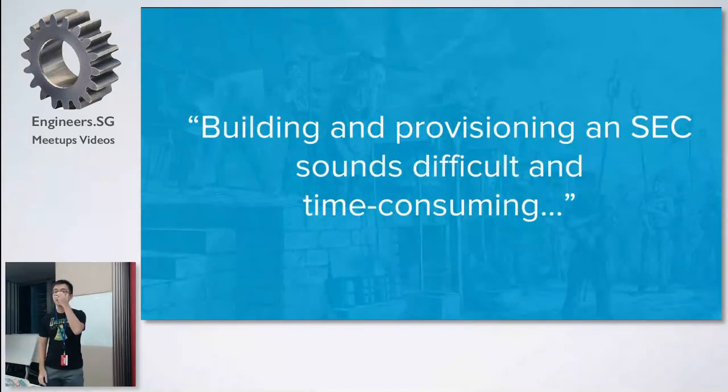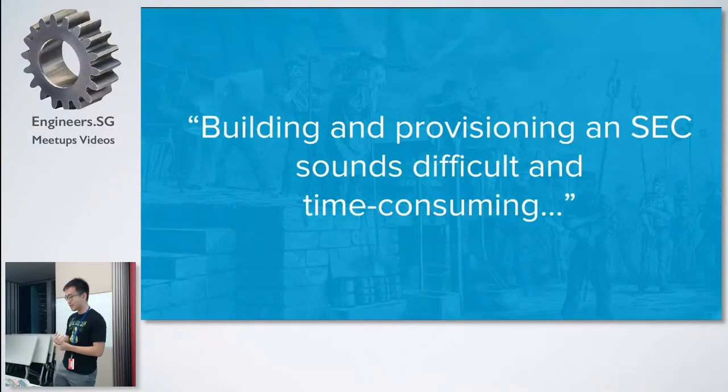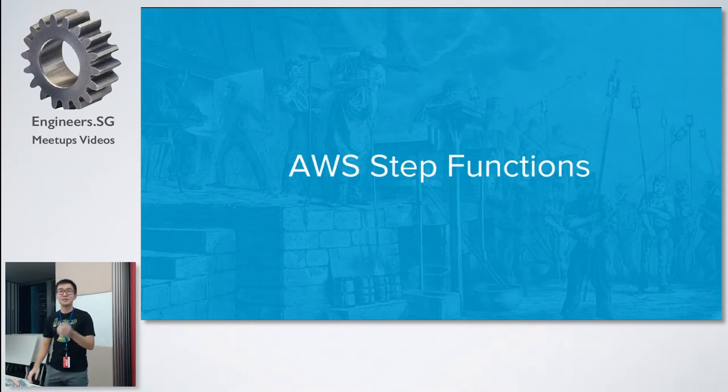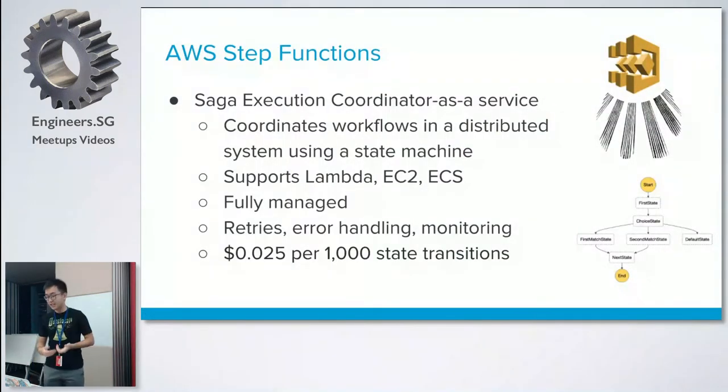But some of you might be thinking, wow, building this saga execution coordinator sounds really difficult and time-consuming. That's where AWS Step Functions come in. I think of it as basically a saga execution coordinator as a service. It's not officially called this, but this is how I think of it. It supports a push model using Lambda and a pull model using applications hosted on EC2 and ECS. It's fully managed, with retries and error handling, and it costs reasonable, I think.